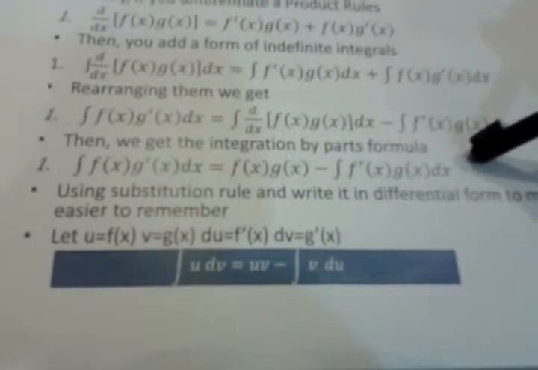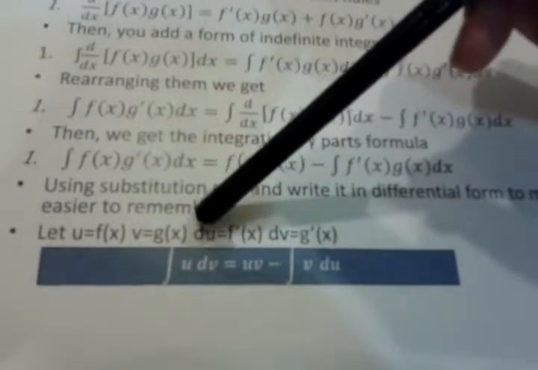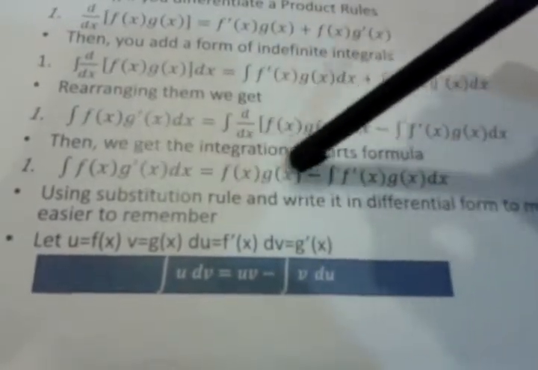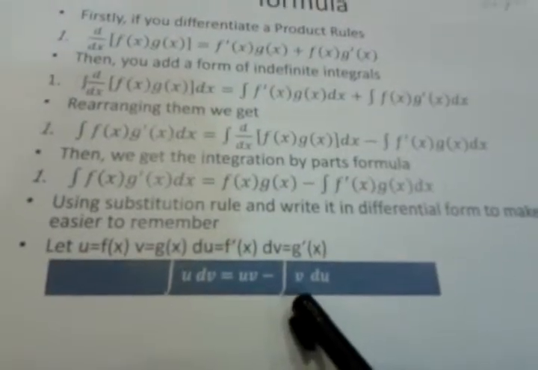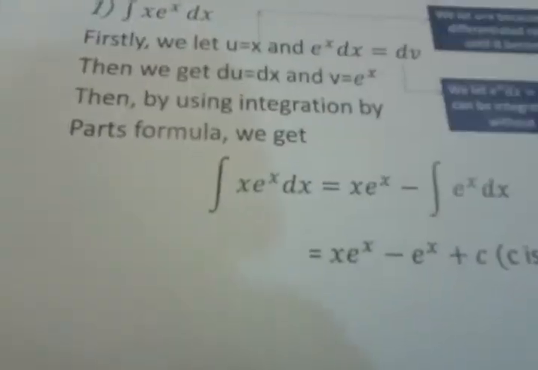To make it easier to remember, we let f(x) equal u, g(x) equal v, f'(x) equal du, and g'(x) equal dv. So in this, we use the substitution method and it becomes this. And it is much easier to remember. Now, we're heading into the types of question.